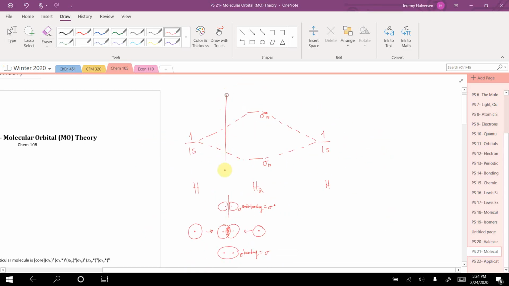Outside, let's draw the two lines. Outside of these two lines, we have atomic orbitals. Inside the two lines, we have molecular orbitals. And we don't have both atomic and molecular, right? We start with atomic, they come together, the atomic orbitals literally go away, and we now have molecular orbitals.